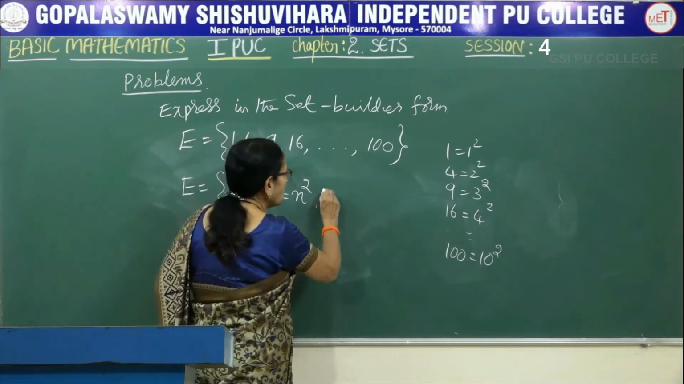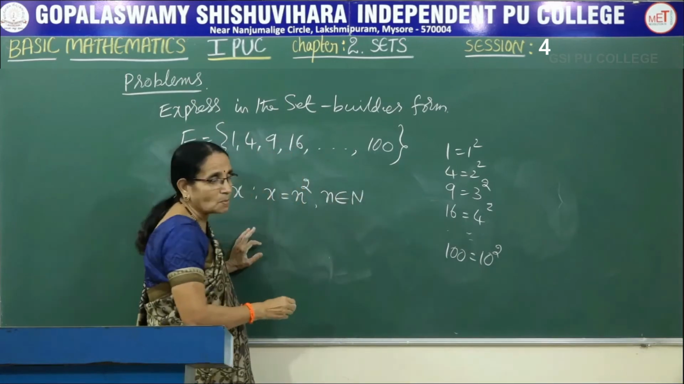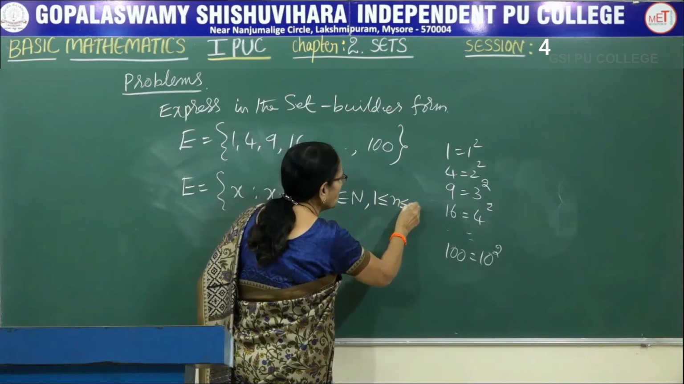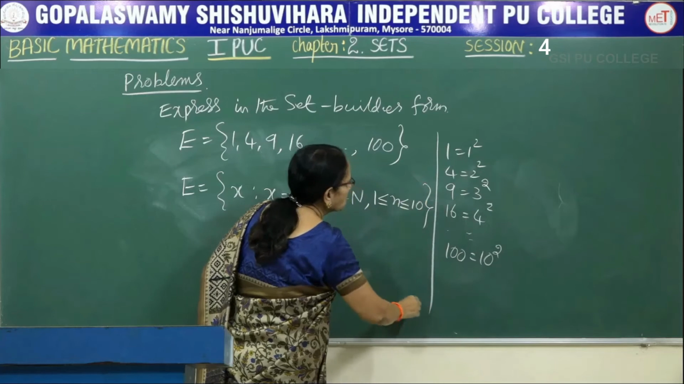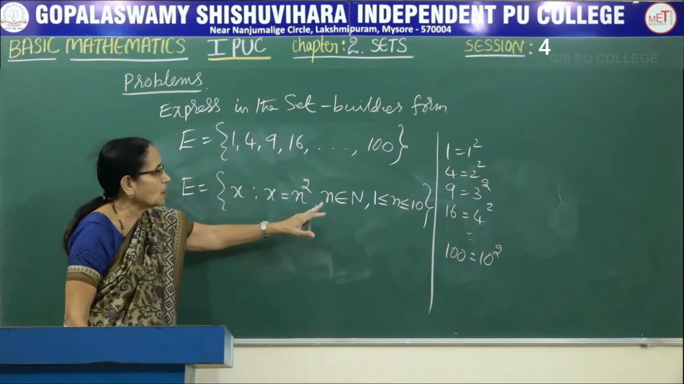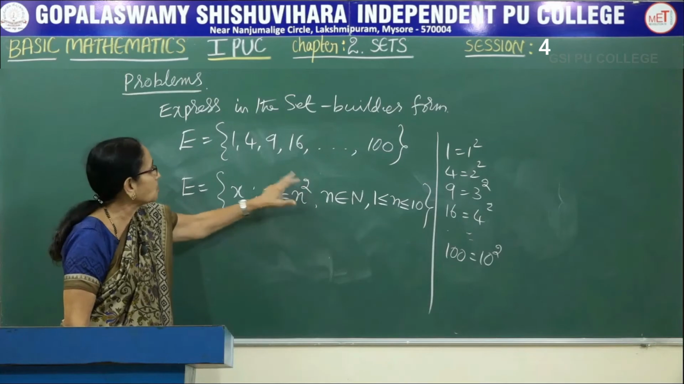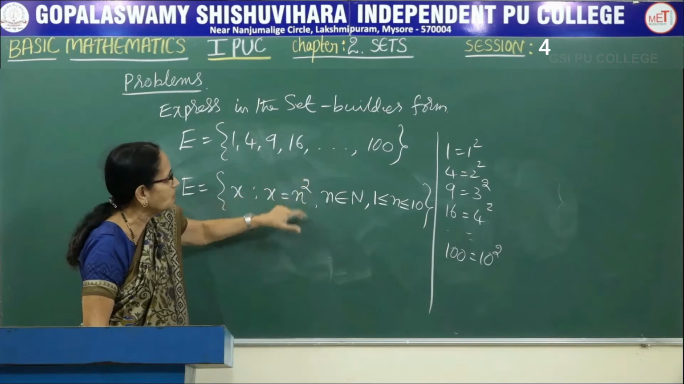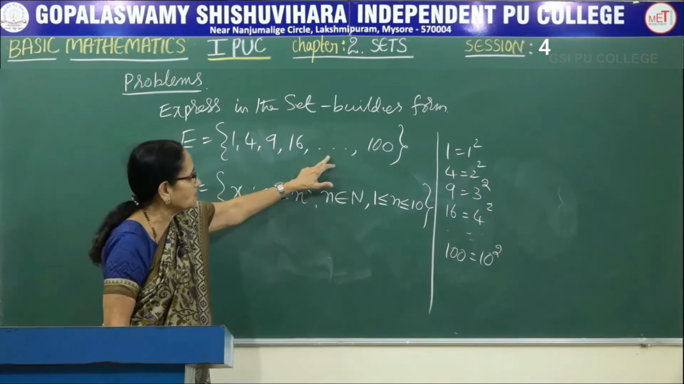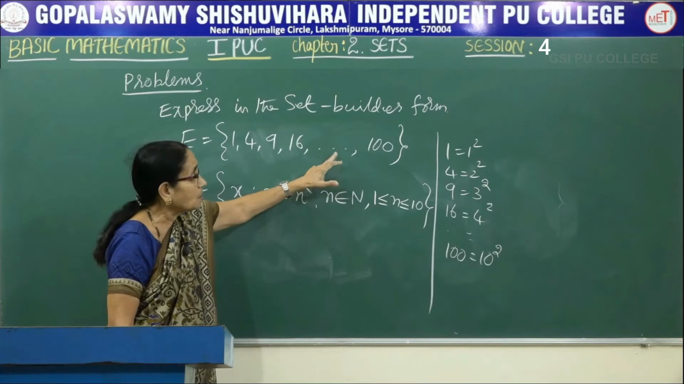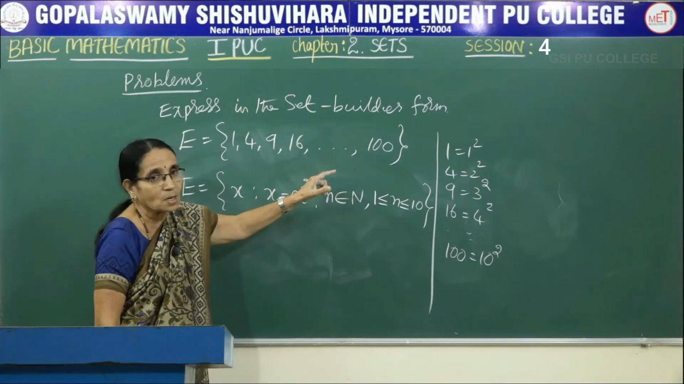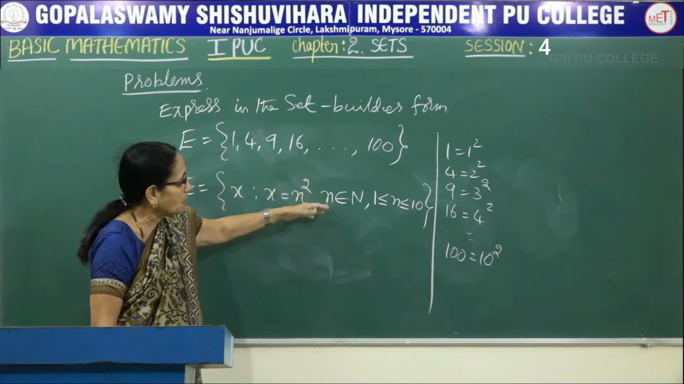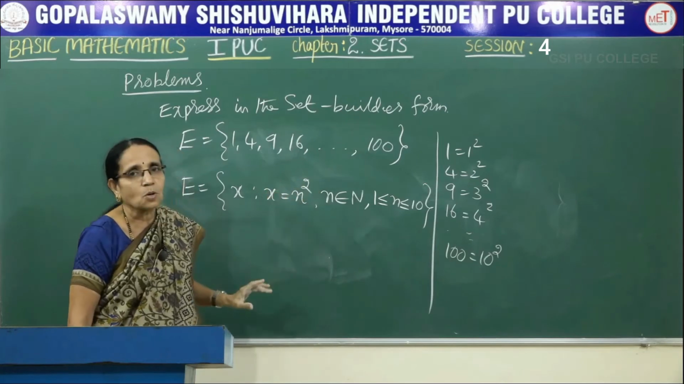But what is n here? Again, n belongs to N, and one more condition, 1 less than or equal to n less than or equal to 10. That means when you give the value n equal to 1, equality is there. 1 square is 1. Next, 2 square is 4. 3 square 9. 4 square 16. 5 square 25. 6 square 36. 7 square 49. All the elements have not been given. By looking at these elements, you have to write. Then 8 square 64, 9 square 81, and then 10 square would be equal to 100.